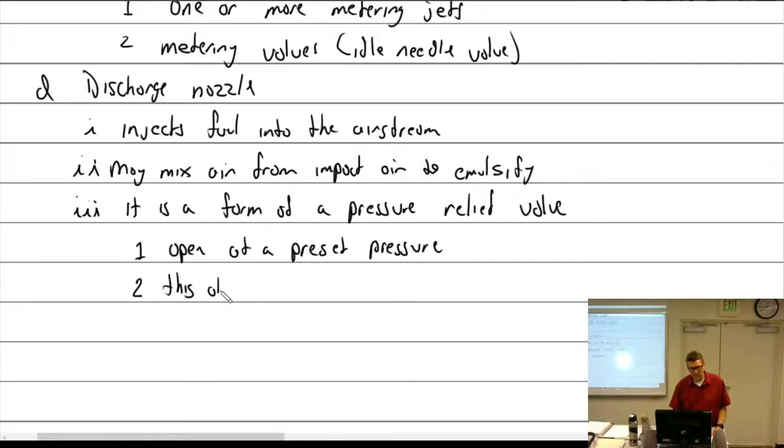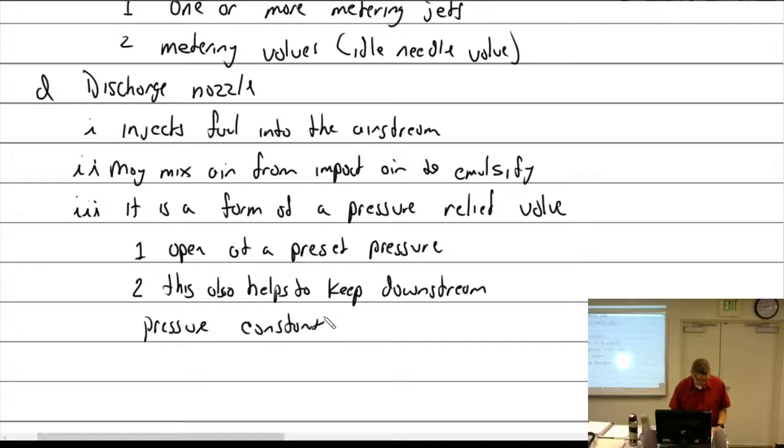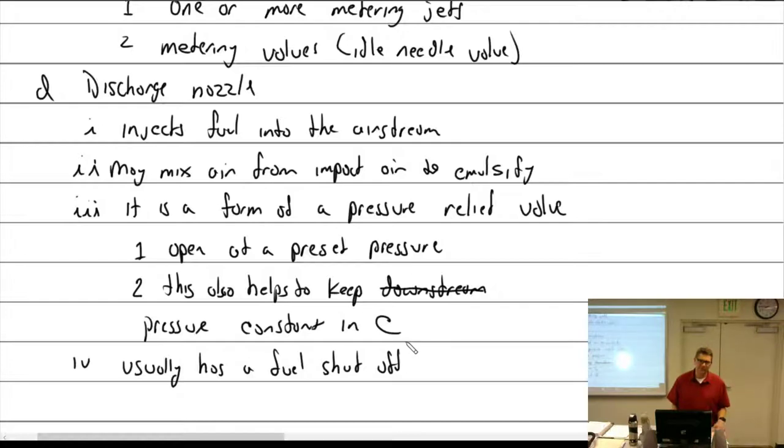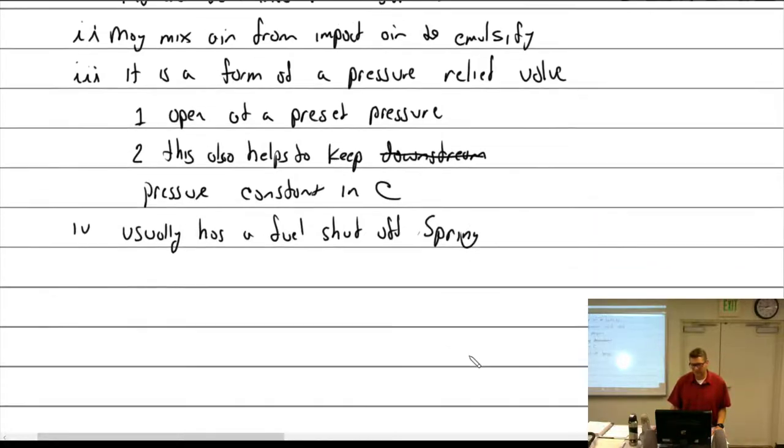This also helps to keep downstream pressure constant. It usually has a fuel shutoff spring. What do you mean by downstream pressure constant? I should have said upstream. Backwards. It helps to keep pressure constant in C. So it has that shutoff spring to help shut it off.